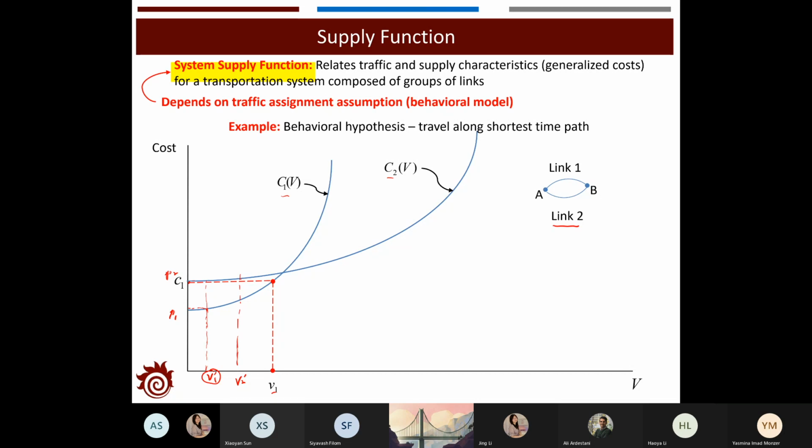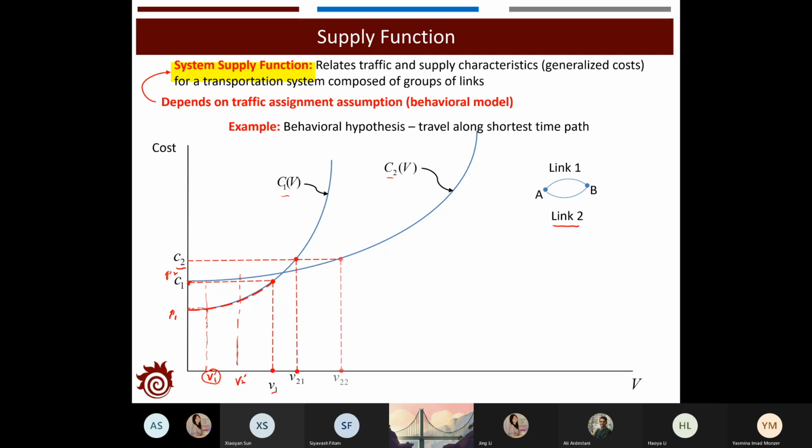In that sense, you need to add the flow from link 1 and link 2 together as the total flow from A to B. So this is what we get. If the cost is below the minimum cost of link 2, then you will always take link 1. But if the cost is higher than the minimum cost of link 2, then the flow at that cost will be the summation of the two flows.